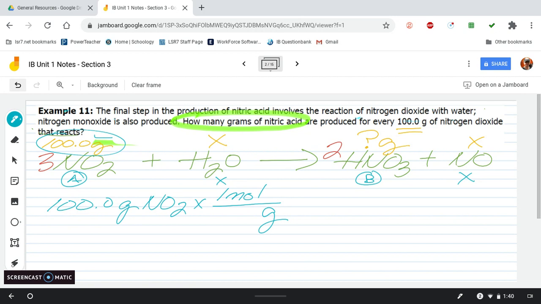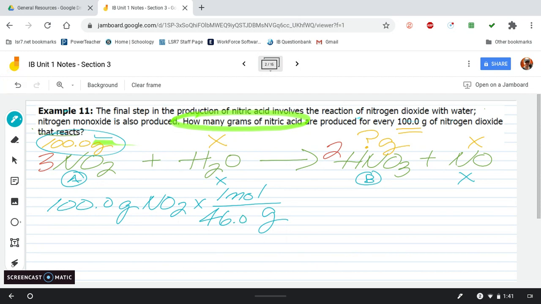So we're going to add up 14.01 for my nitrogen. And then we're going to add that to 16.00 times 2 for the oxygen. And we're going to get 46.01.